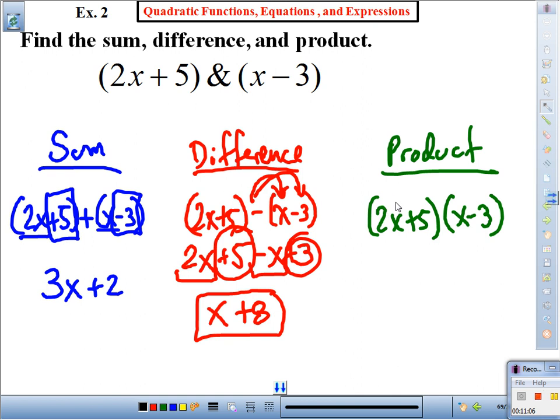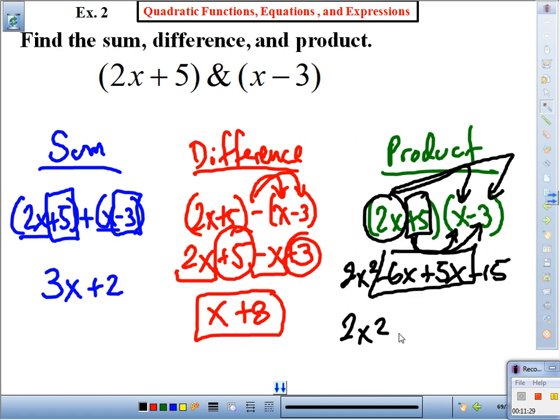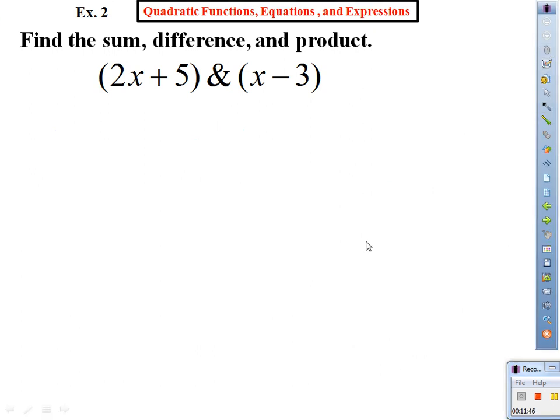Next, product. 2x times x, 2x squared. 2x times negative 3, negative 6x. 5 times x, positive 5x, and 5 times negative 3, negative 15. That gives us 2x squared. Combine the negative 6 plus 5, that's negative 1x minus 15. Hands if you got that. Okay, good. Now, these should be easy because we've been doing these already for a week, right? Okay, do this next one by yourself, the whole thing.